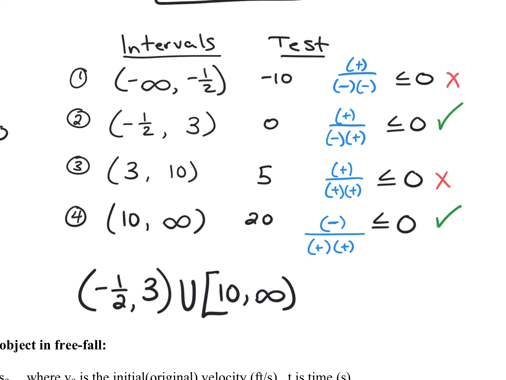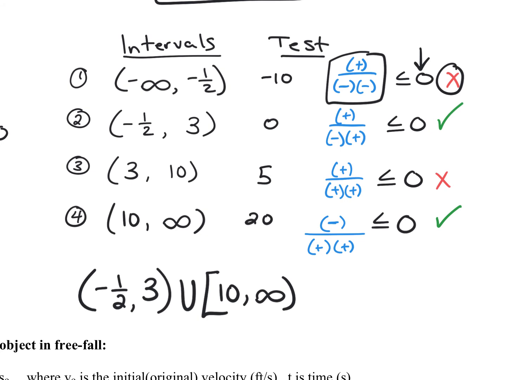I use these specific values, -10, 0, 5, and 20 for these intervals. But when I evaluate, I really do just focus on the signs, right? I focus on whether my numerator becomes positive or negative if I plug in -10. And then I can use what I know: a positive divided by a negative times a negative would result in a positive. It is not less than or equal to 0. So that's how I determine that this specific point fails the test.